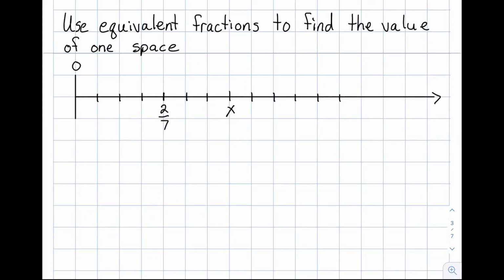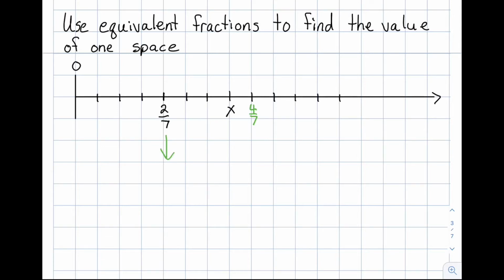In this example, x is in a new location, and it turns out that even if I count 4 spaces for 2/7, and then I count another 4 spaces for 2/7, and get 4/7, I haven't found the value of x, so I need a different strategy. In this case, I'm going to use equivalent fractions.